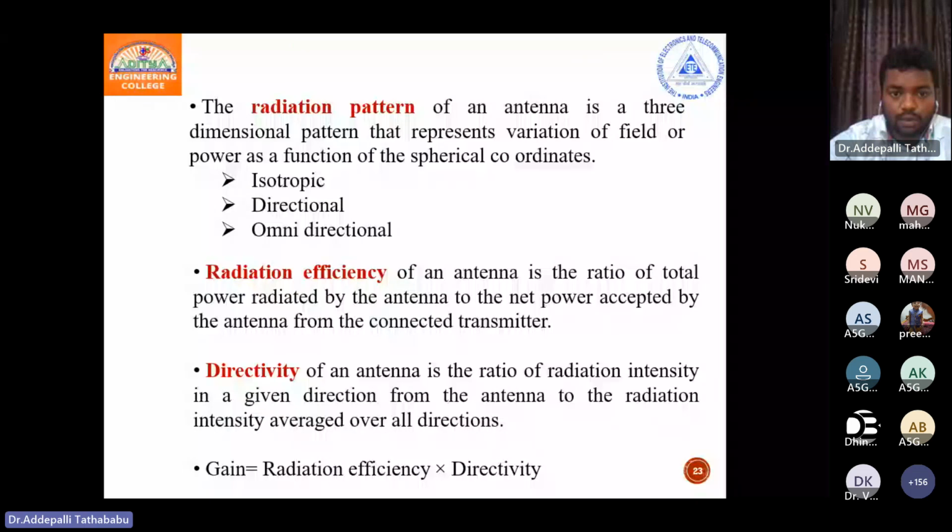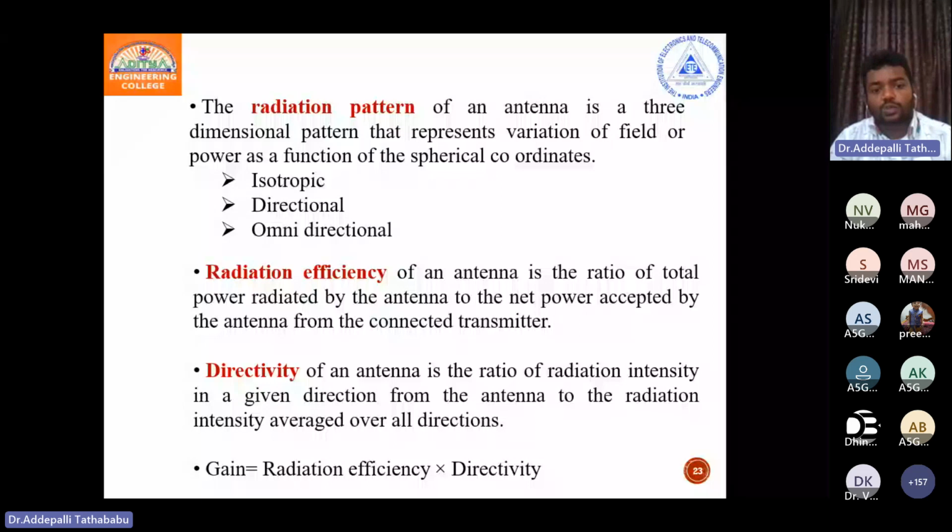So radiation pattern means the graphical representation of the radiation of an antenna, simply with respect to spherical coordinates. Spherical coordinates means r, theta, phi. Here we have to consider theta comma phi. Basically, we can define three types of radiation patterns: isotropic, directional, and omnidirectional.